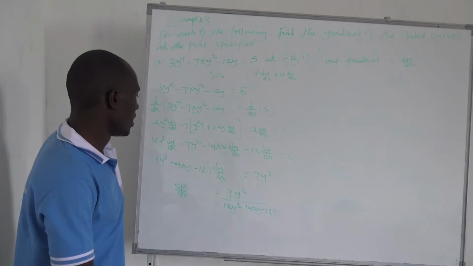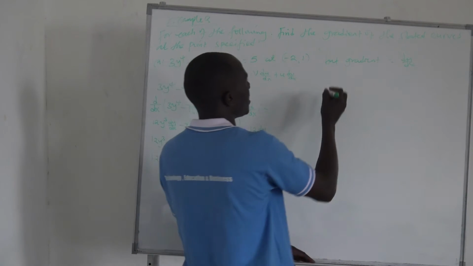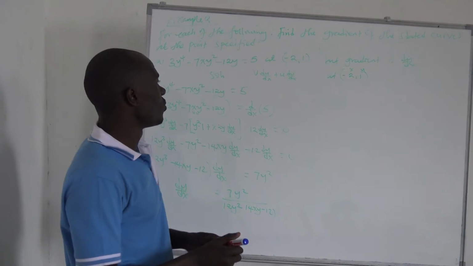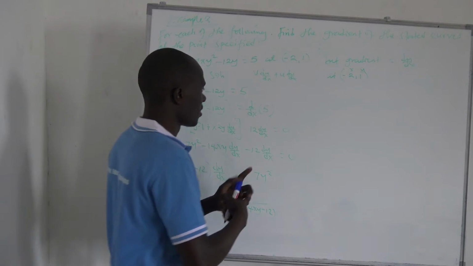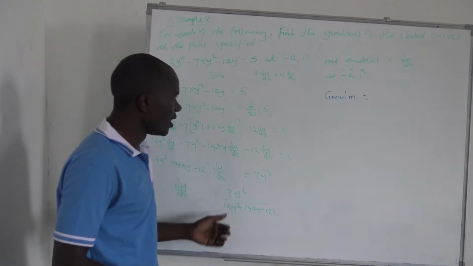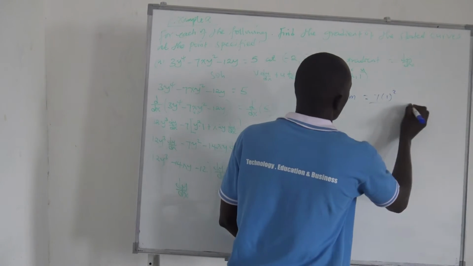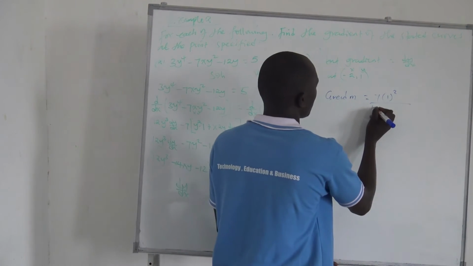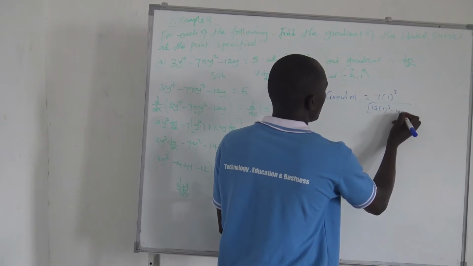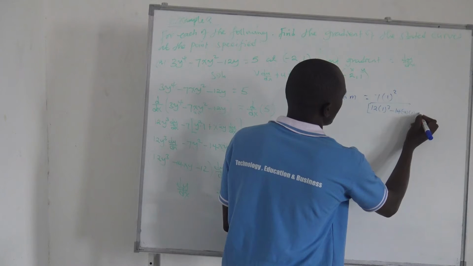So what is our dy/dx? This is the gradient. They have specified at what point? At x, this one stands for y. So what happens? We are going to substitute. We are going to say gradient m equals, where there is y, put that value. It's going to be 7 into 1 squared all over 12 into 1 cubed minus 14 into our x is negative 2, our y is 1, minus 12.